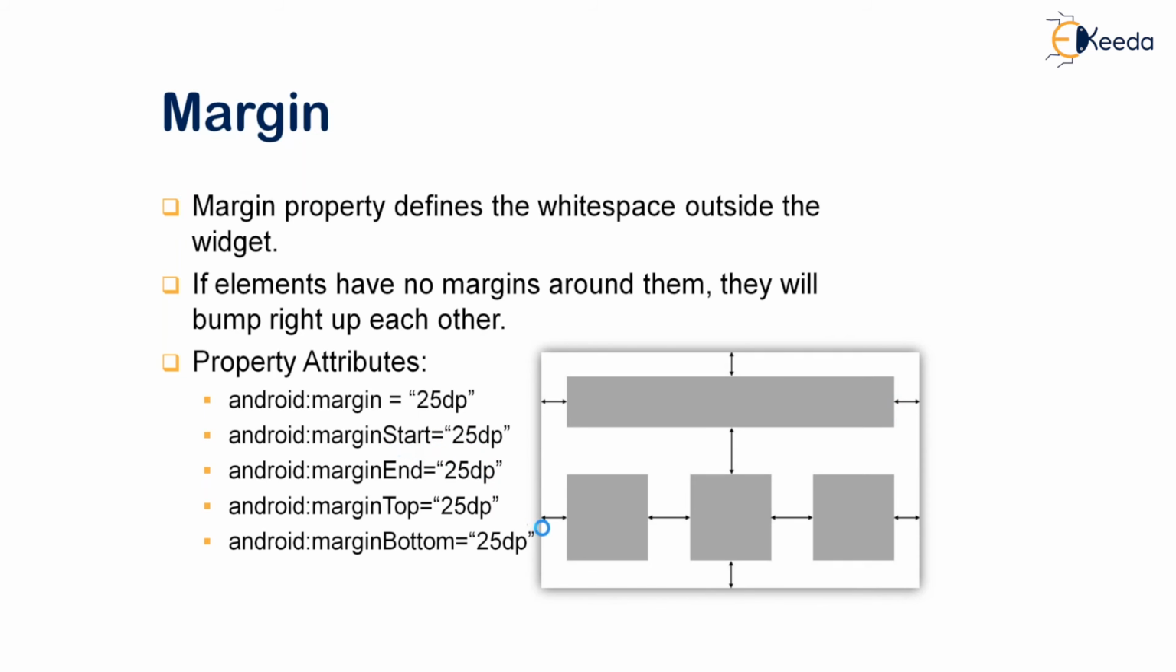Next, marginStart will create the white space on the left-hand side of the view, and marginEnd on the right-hand side, marginTop above the widget, marginBottom below the widget. So this is the difference between margin and padding.